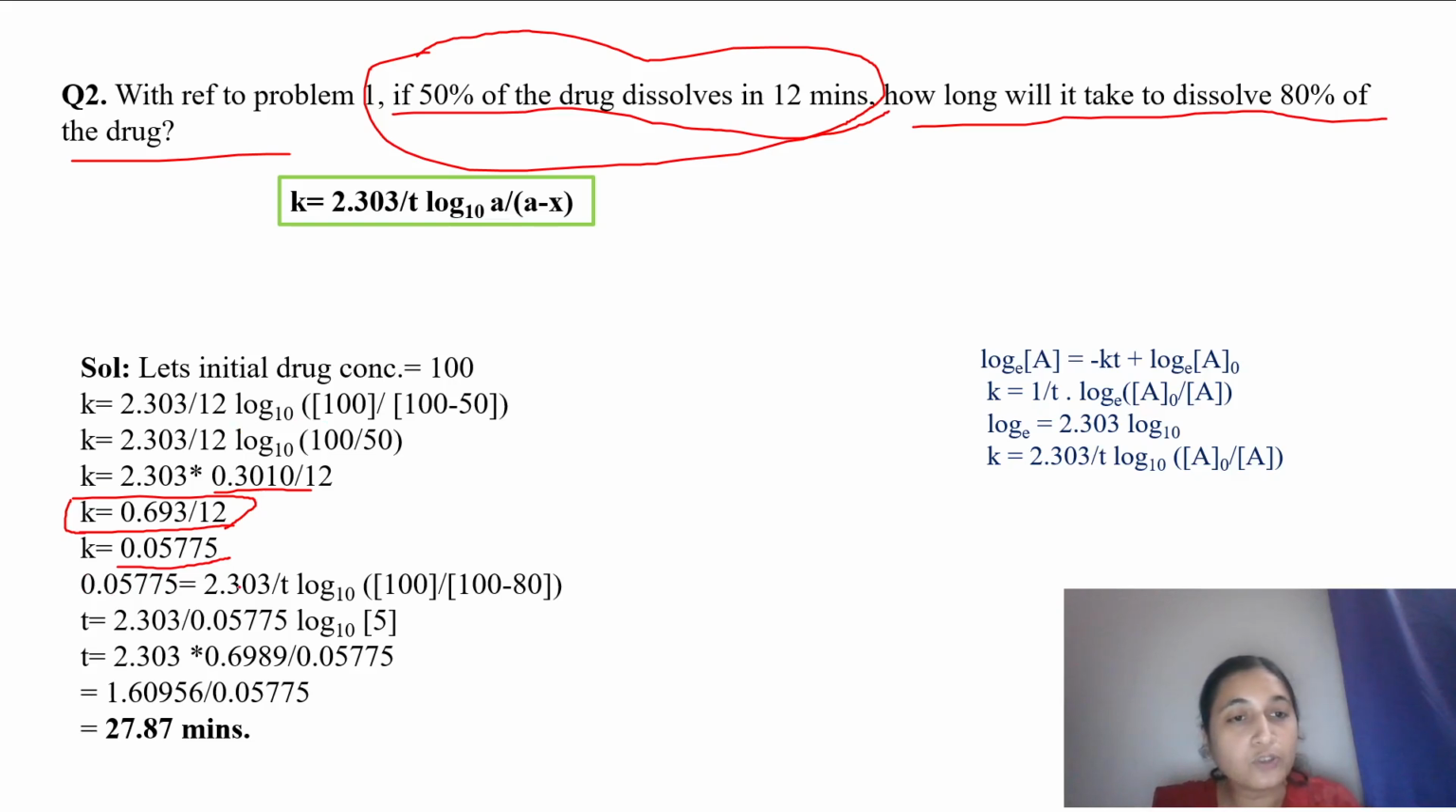0.05775 equal to 2.303 upon T, log base 10, 100 upon 100 minus 80. We will calculate, so it will come 5. We know the log 5 value, 0.6989, and we will calculate, then it will come 27.87 minutes. So the answer will be 27.87 minutes. You all understand this?